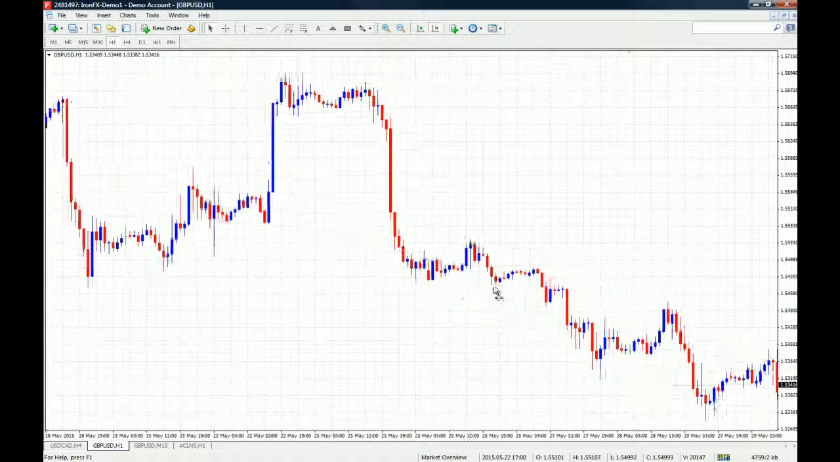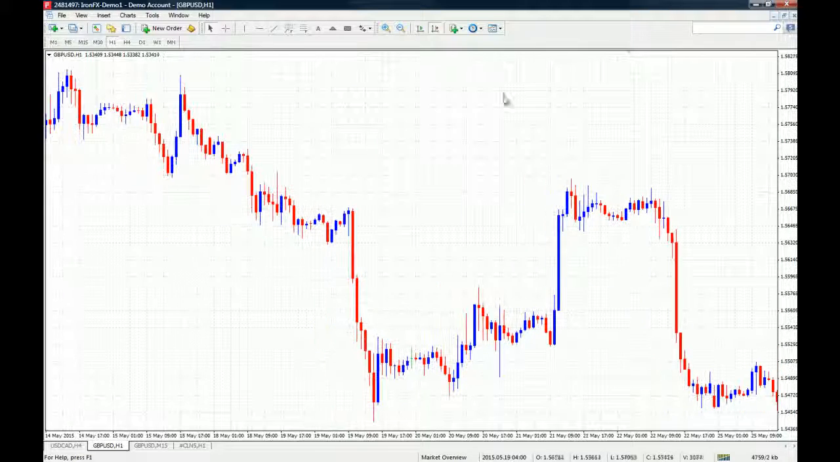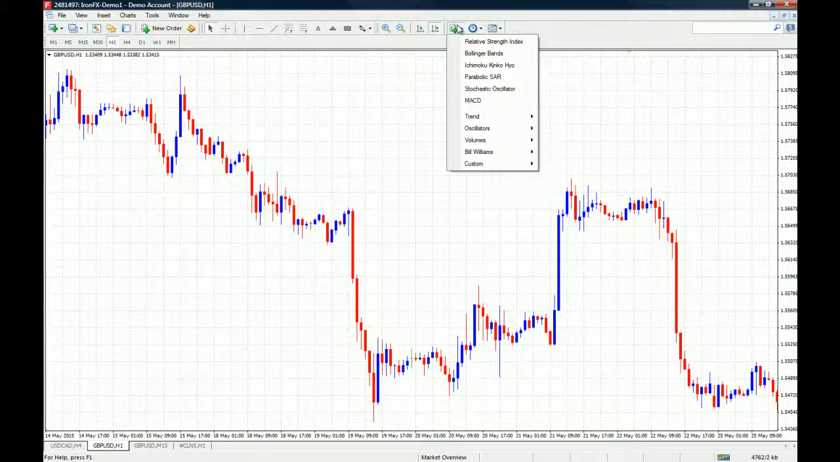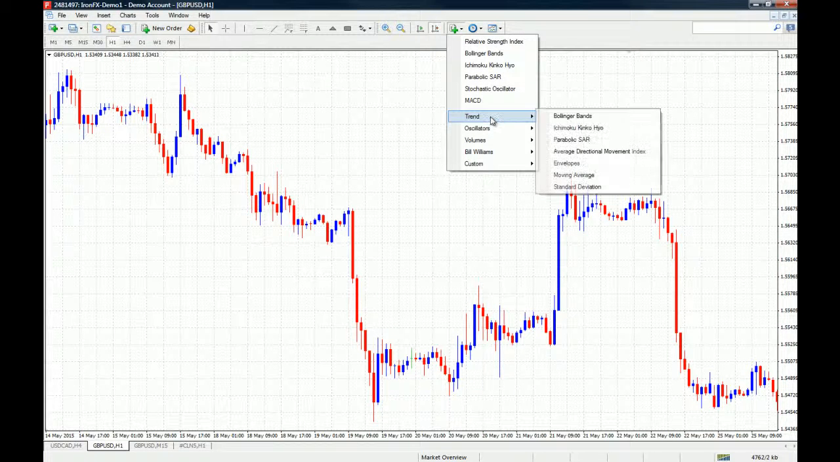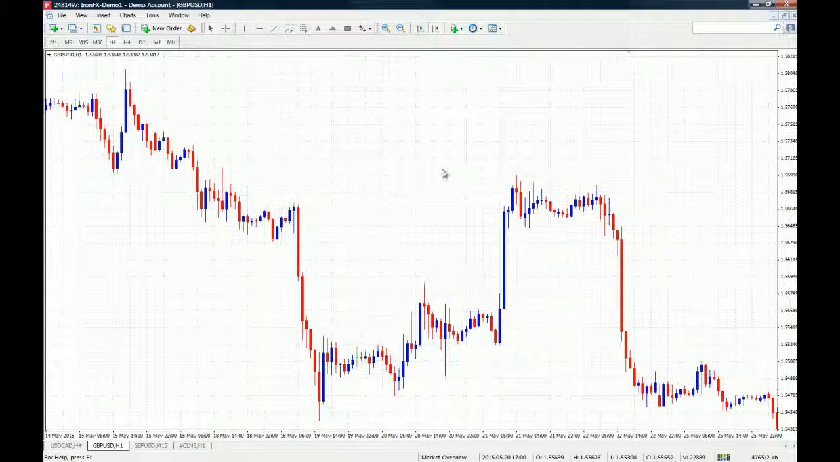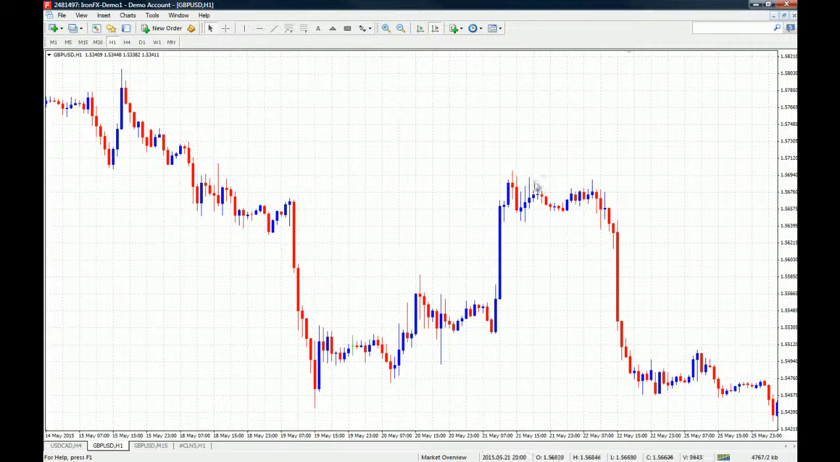So here's an hourly GBP USD chart, and what we're going to do is add two moving averages. We're going to add a fast moving average and a slower moving average. We want our moving averages, or the moving average crossover, to react quickly to price, because we want to get in as soon as the movement starts.